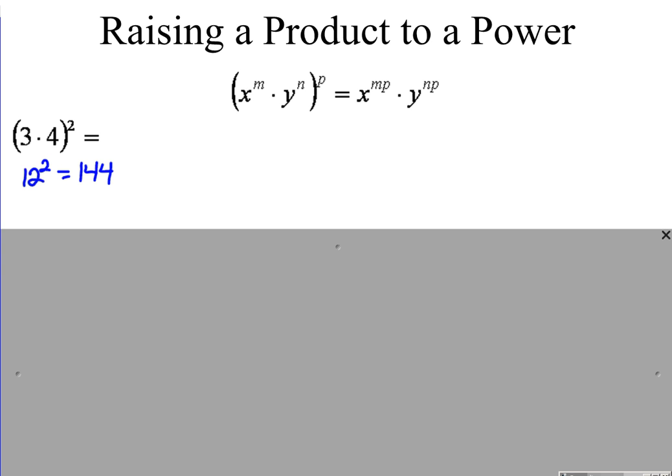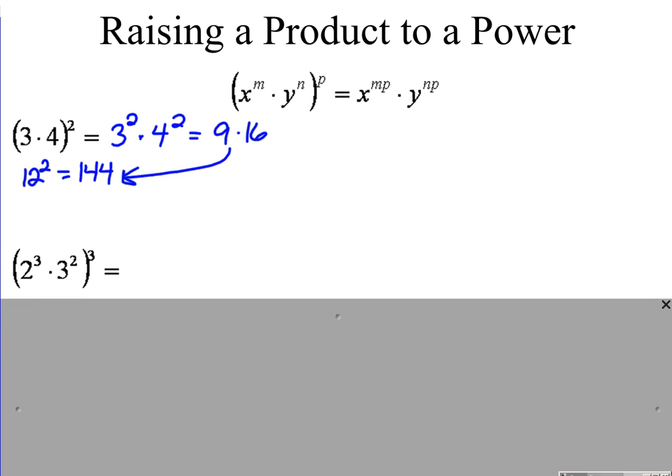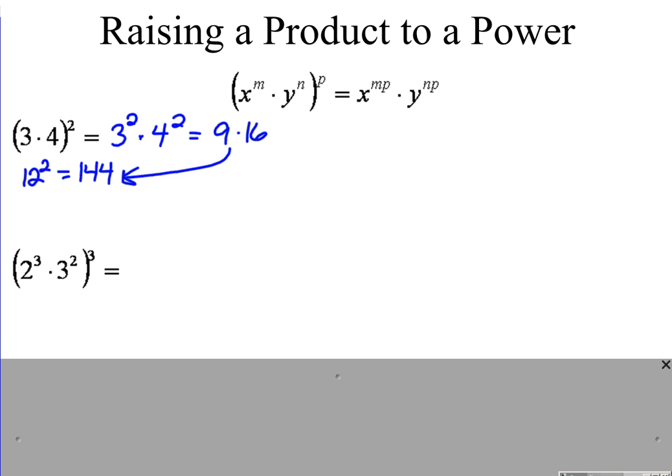Okay. You can also use this rule here and take this exponent of 2 and apply it to both things. That would be 3 squared times 4 squared. 3 squared is 9. 4 squared is 16. And 9 times 16 is 144. Does not matter which method you use.